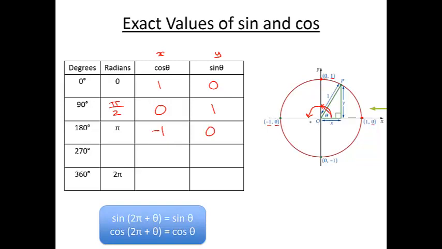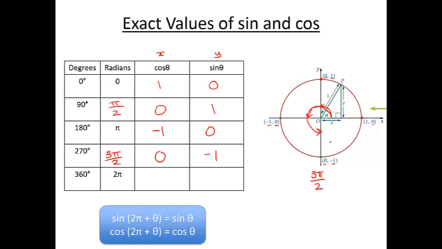Now 270 degrees is all the way down here. That's 270 degrees, or 3 pi over 2 radians. Sorry, I'll write that in here. 3 pi over 2 radians, or 1.5 pi radians. So in this case, cos of 270 degrees is 0, and the sine of 270 degrees is -1.